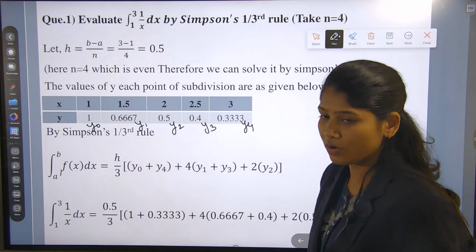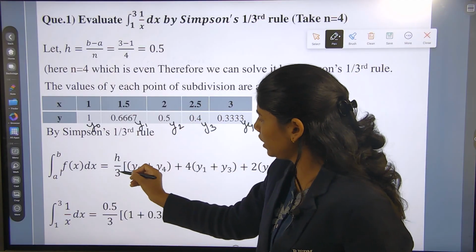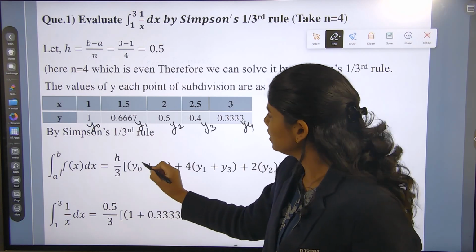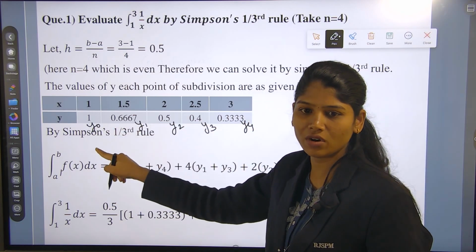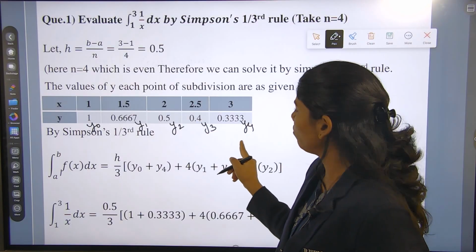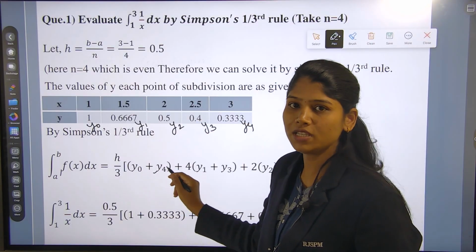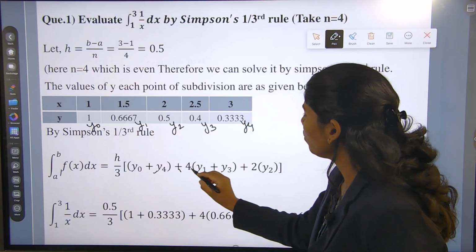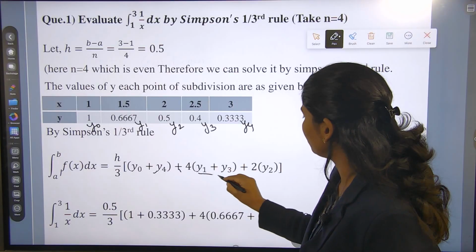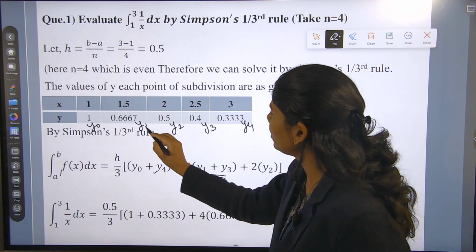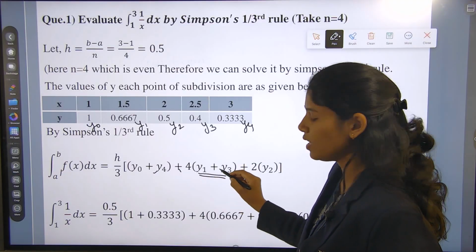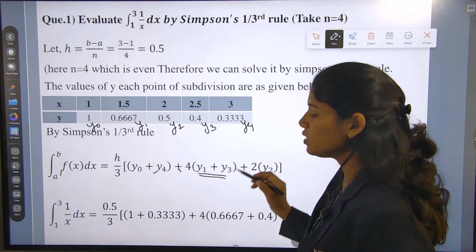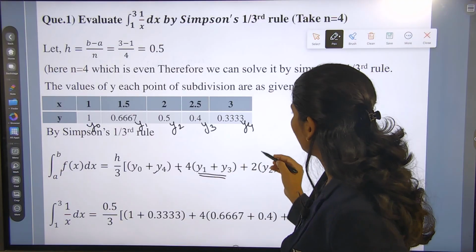So we know the formula: h upon 3, in brackets, the sum of first and last term. Here the first term is y0 and the last term is y4. So y0 plus y4, plus 4 times the odd terms. Here the odd terms are y1 and y3. So write down y1 plus y3, plus 2 times the even terms.